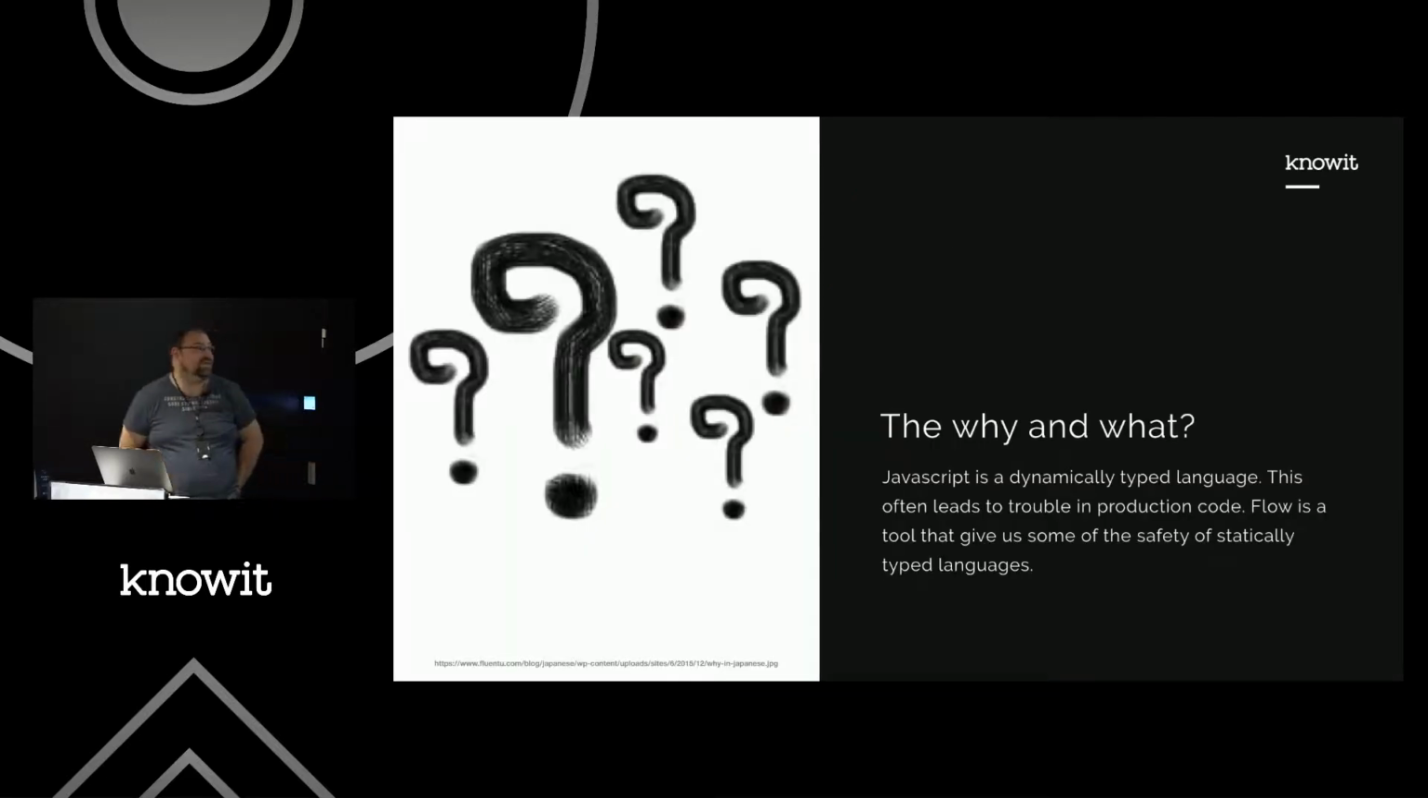So the why and what. JavaScript is a dynamically typed language, which means that when you execute the code, the runtime will check your types then. In a statically typed language, they will check during compile time. The difference is that when you do it dynamically, you will have a lot more trouble with issues with production code. While when you do it in a statically typed language, you will get your errors up front and you will be able to fix it before you launch your product.